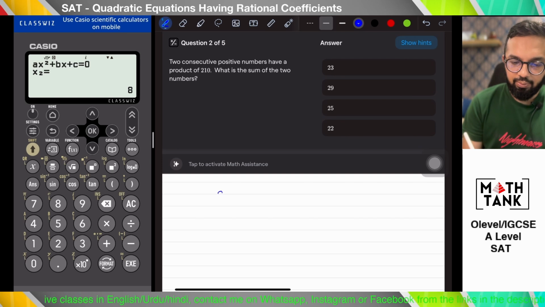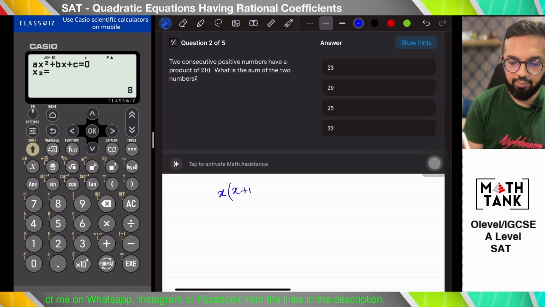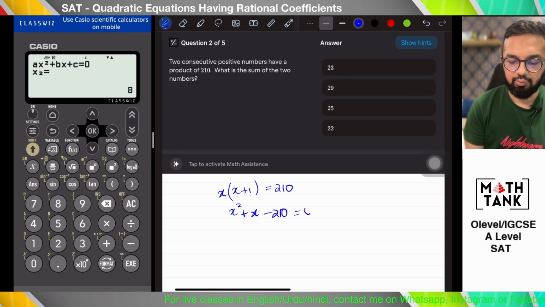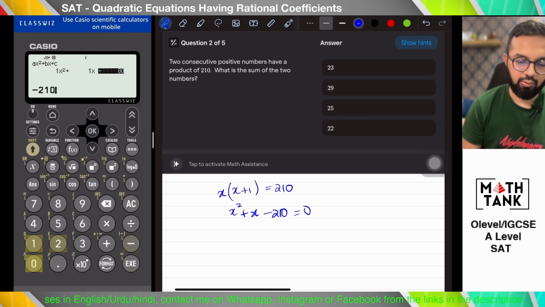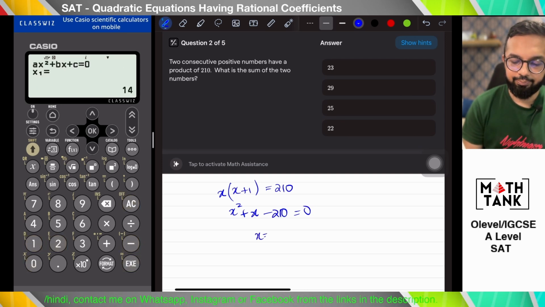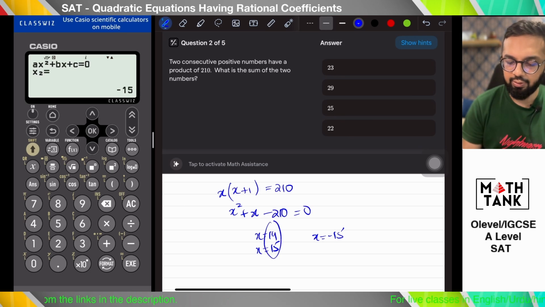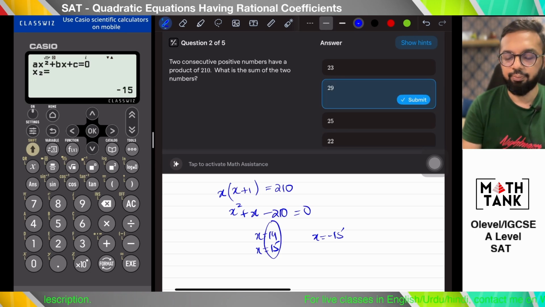Similar to the previous one, two consecutive positive numbers have a product of 210. So x squared plus x minus 210. 14 and minus 15. So those should be 14 and 15. The numbers should be 14 and 15. What is the sum of these numbers? It's 29.